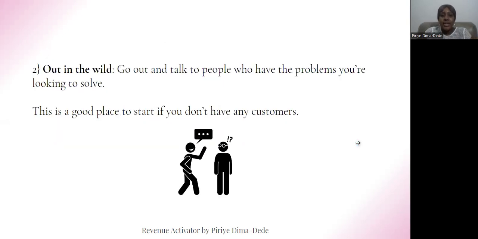The next place is to go out in the wild. So you can go out in public and talk to people who have the problems you're looking to solve. So talk to people who are complaining about the problems and challenges that you're looking to solve and get that information from them. This is a good place to start if you don't have any customers. Perhaps your business has not launched and you're trying to conduct market research. This is a great place for you to start.